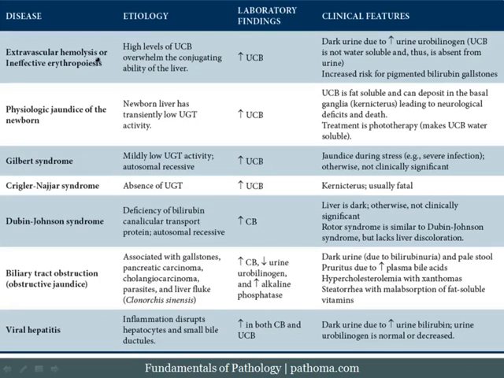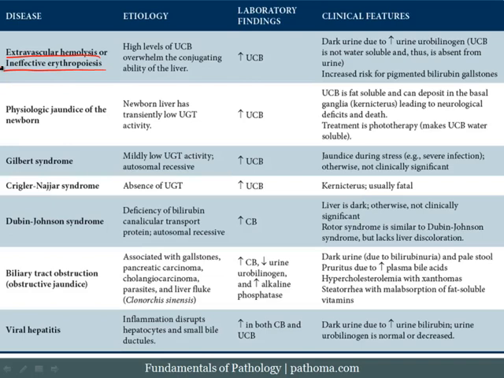The first is extravascular hemolysis, or ineffective erythropoiesis. In extravascular hemolysis, you get excessive destruction of the red blood cells by the reticuloendothelial system. And in ineffective erythropoiesis, you get death of red blood cells within the bone marrow due to some ineffective ability to form the red blood cells, for example, which then again will also result in consumption of the red blood cells by the macrophages of the bone marrow.